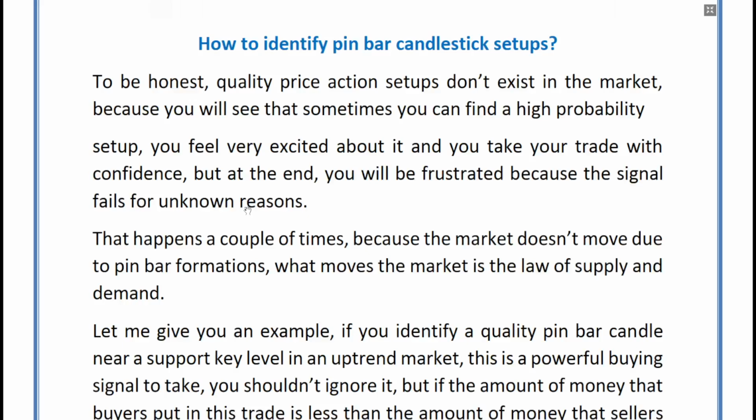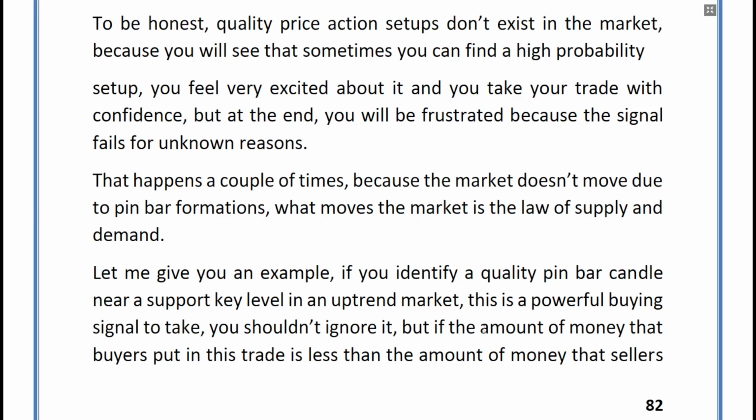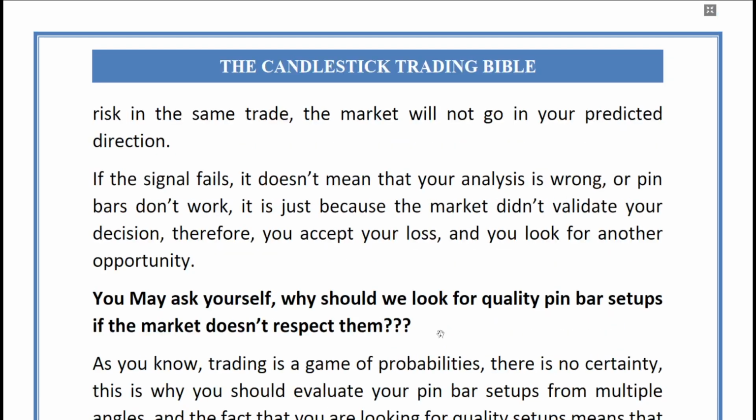Okay? Let me give an example. If you identify a quality pin bar candle near a support key level in an uptrend market, this is a powerful buying signal to take. You shouldn't ignore it. But if the amount of money that buyers put in the trade is less than the amount of money that sellers risk in the same trade, the market will not go in your predicted direction.